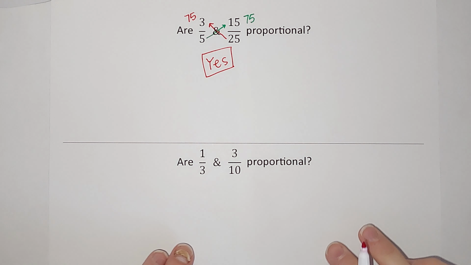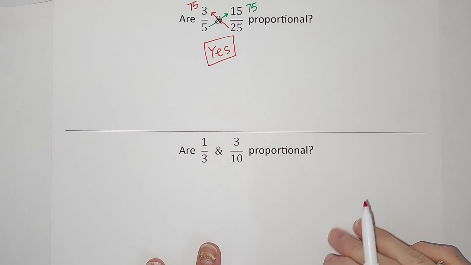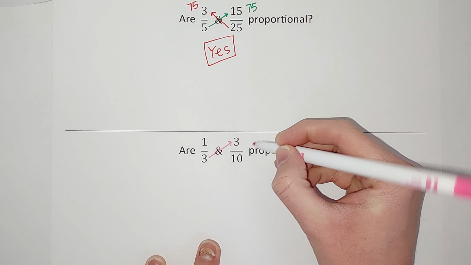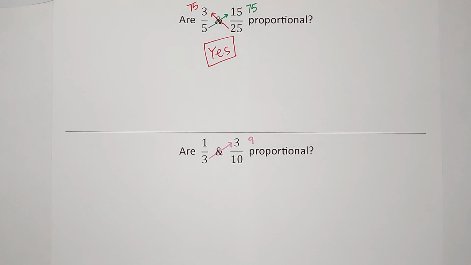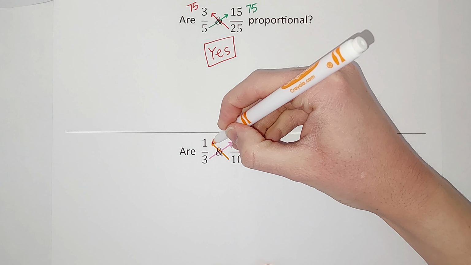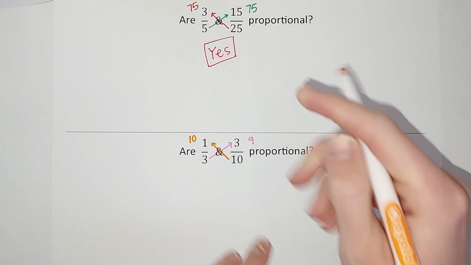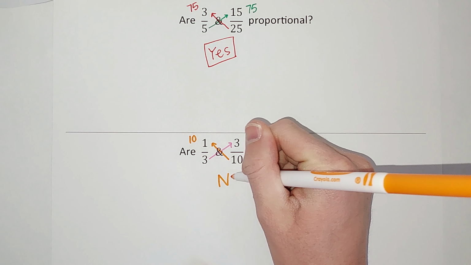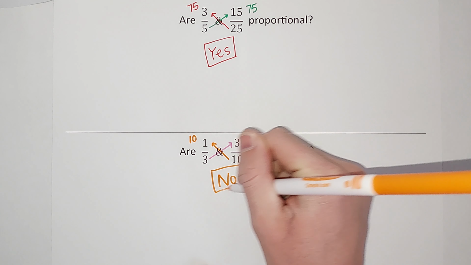All right, let's check our second one. Are 1/3 and 3/10 proportional? So let's go 3 times 3, which gives me 9. You can probably already tell, right? 10 times 1 gives me 10. 10 and 9 are not the same number, so no, these two numbers are not proportional.